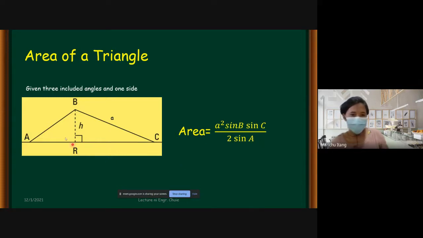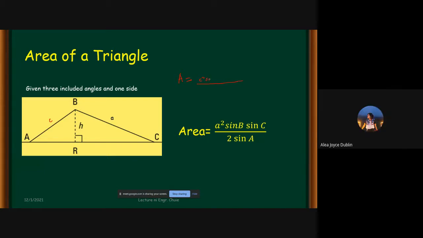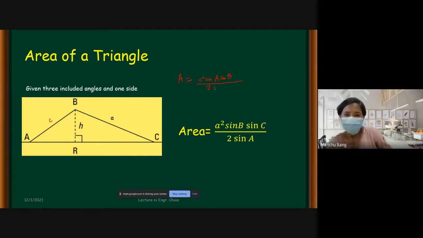Okay, the same is true if the only given angle is C. So let's say this is small letter C here. So the area now will be equal to, can you give me now the formula? Dublin, can you dictate the formula if you are given the side C? C squared times sine A sine B all over 2 sine C. Okay, very good. This is the same if you are only given one side B opposite to the included angle B here. So this will become B squared sine of A, sine of C.